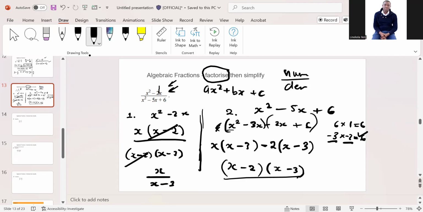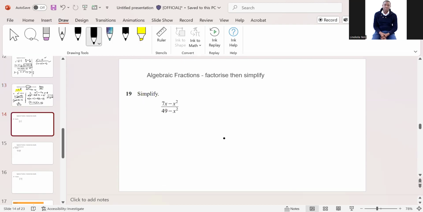So this is what you can generally expect. Just be careful, like I said, you can get difference of squares. You must know how to factorize by difference of squares, or you can get a quadratic, or you can get factorized by the highest common factor. Then you simplify. All right, so let's take a look at another example of the same thing. I think I've put one for you here.